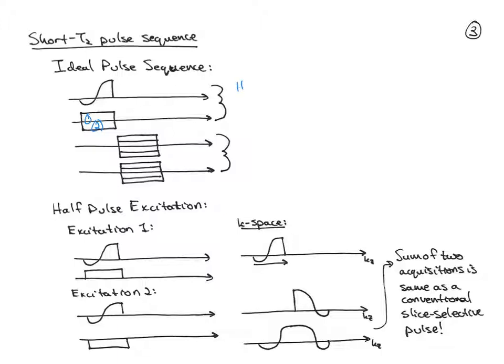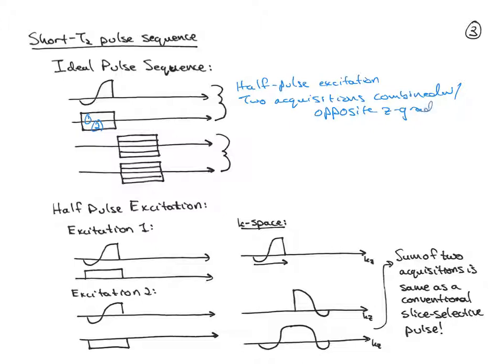So what we have here is a half pulse excitation. We're assuming here the use of a symmetric RF pulse in time. And so we take half of that symmetric RF pulse, we play it out twice, and then we take those two acquisitions and combine them. And they are combined with opposite gradient blips, opposite Z gradient polarities.